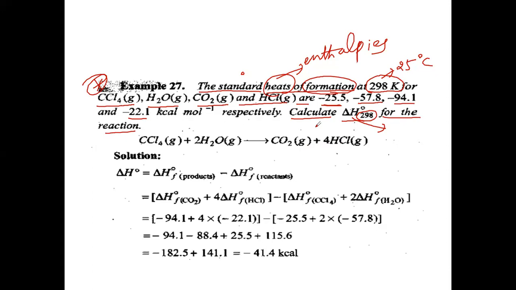The balanced equation now. How many moles of H2O there? 2 moles there. 1 mole of CCl4, 2 moles of H2O, 1 mole of CO2, and 4 moles of HCl there in the given equation.